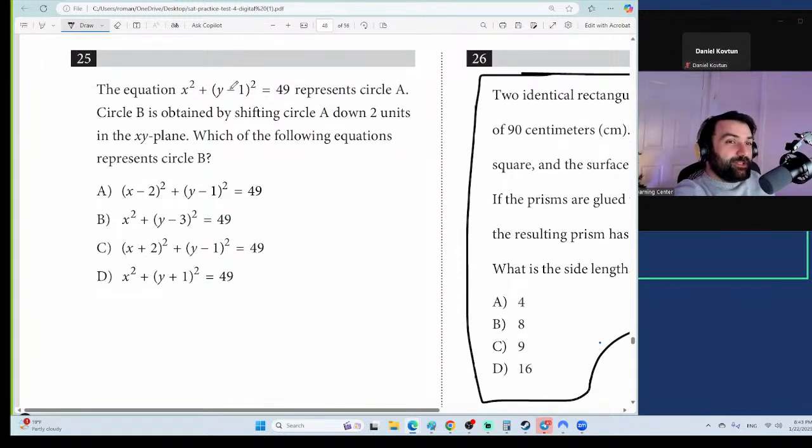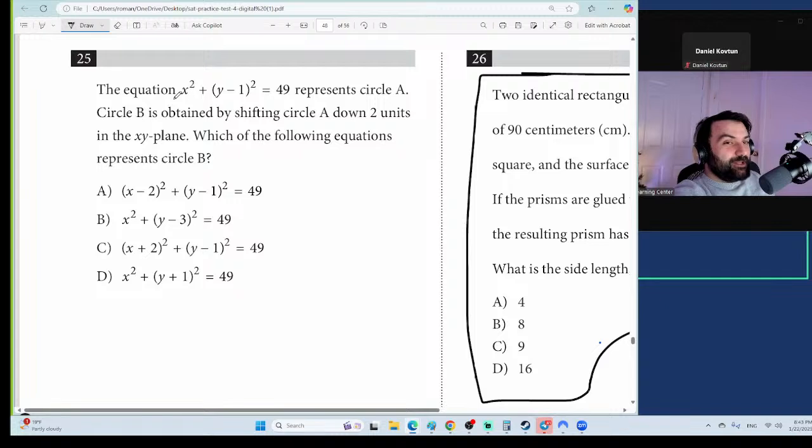The equation of the circle represents a circle. Thank you. Circle B. Okay, this is circle A. Circle B is obtained by shifting circle A down 2 units in the xy plane. Which of the following equations represents circle B?